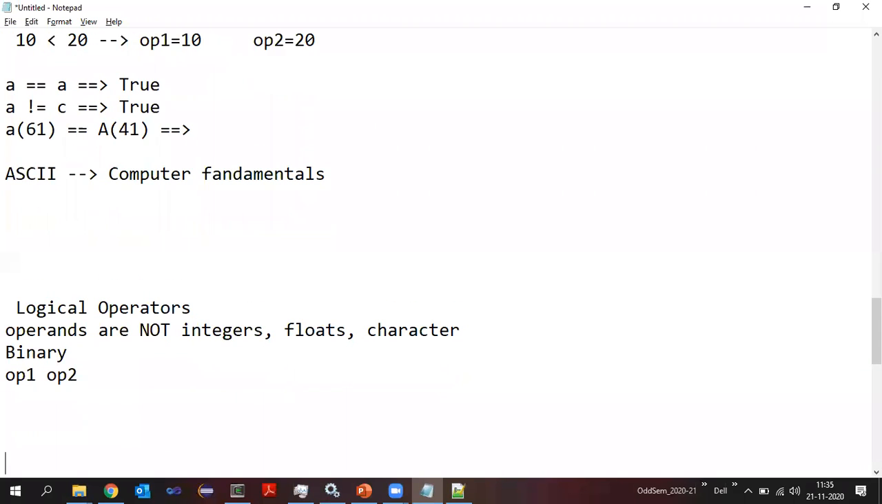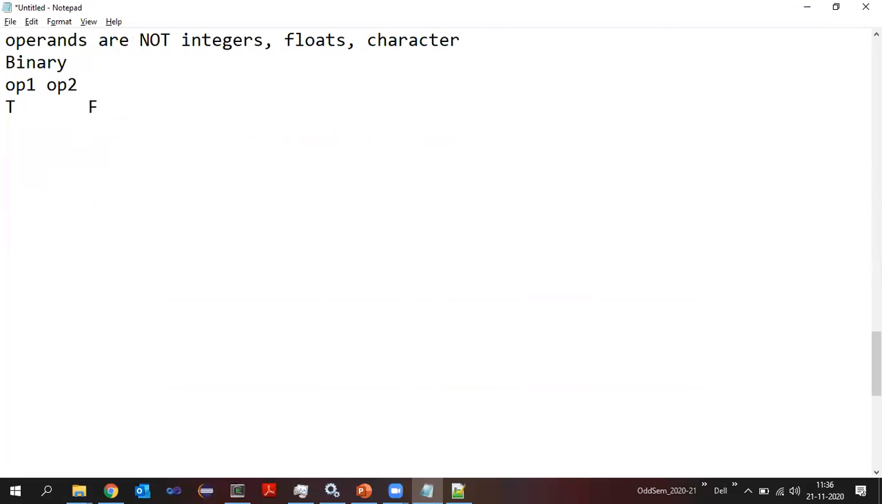Logical means the inputs for these logical operators will be either true or false, right? The operands for these binary operators are always values in terms of true or false. That means either it will be 1 or 0. So here we will consider it to be true or false for the moment. When we have a set of values, there can be 4 different possibilities, right? In maths you might have studied.